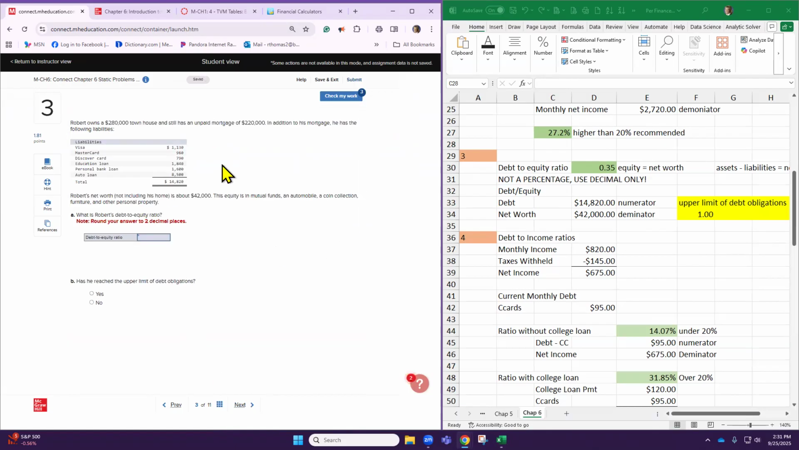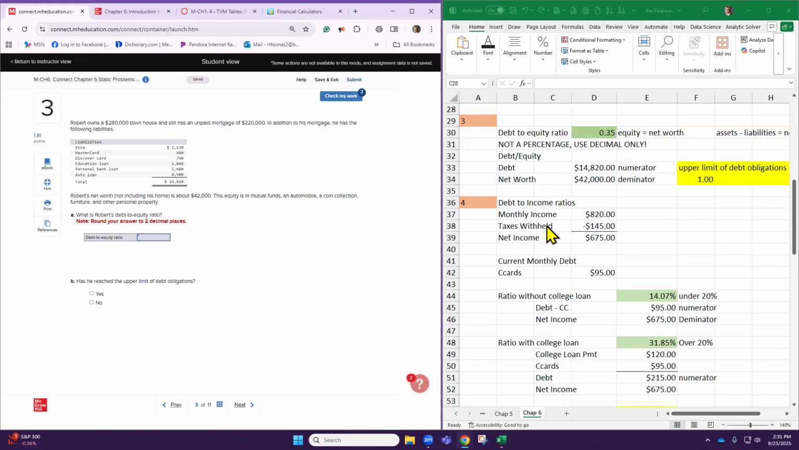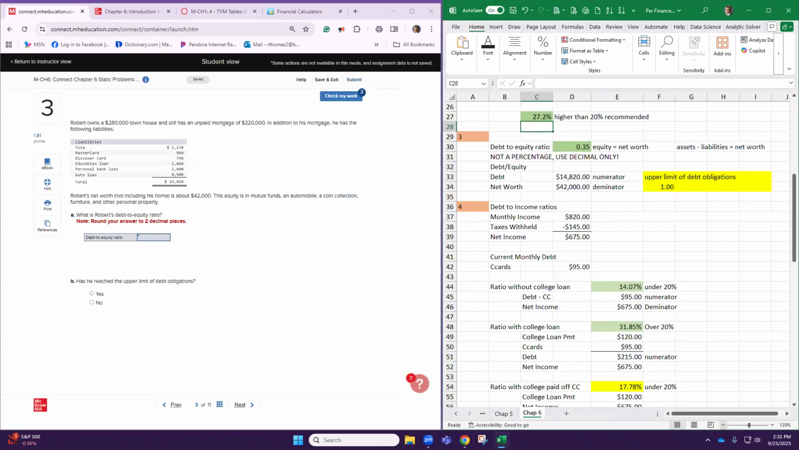Okay, so Robert owns a $280,000 townhouse, and still has an unpaid mortgage of $220,000. Okay, and so let me make this just a little bit smaller so we can see this. Here we go. All right.